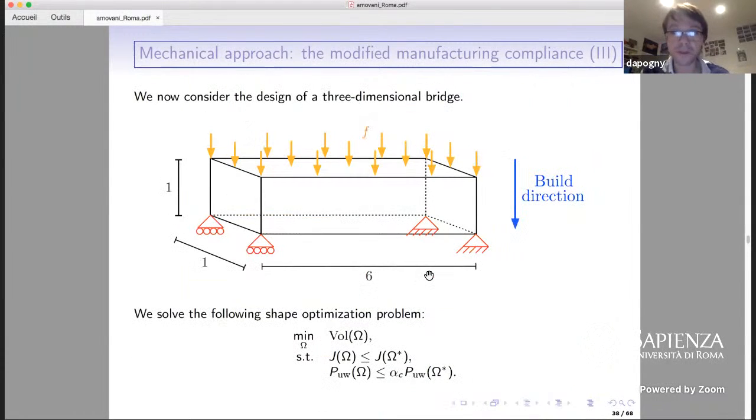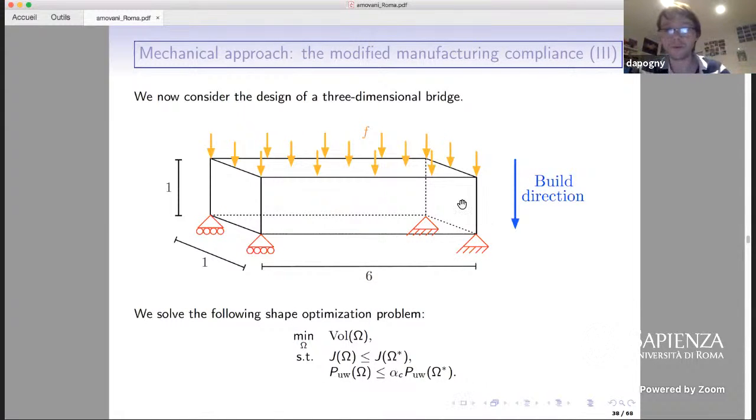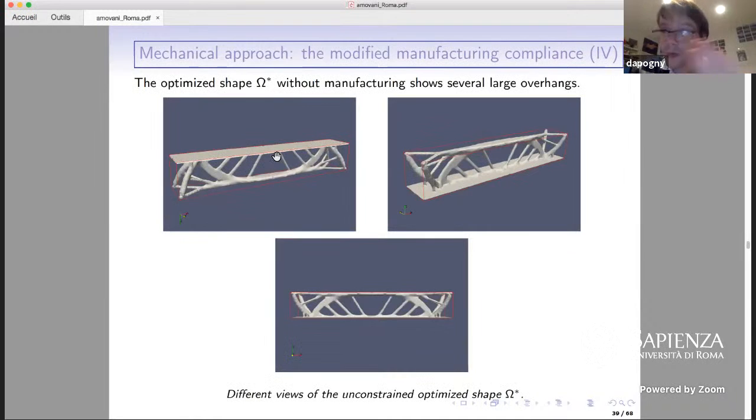So, just a small example in 3D before we move to the other type of constraint that I would like to discuss. We consider the design of a 3D bridge. The bridge is clamped here in the four lower corners, and some load is distributed on the upper side of the shape, mimicking, for instance, pedestrians walking over the bridge. We try to minimize the volume of the shape with a constraint on the compliance in the use case, and also on our manufacturing compliance, which is written here. Since we know that there will be a deck of material in the upper side, we will print the shape from the top to the bottom, so upside down. So here is what we obtain by solving this program without manufacturing constraints.